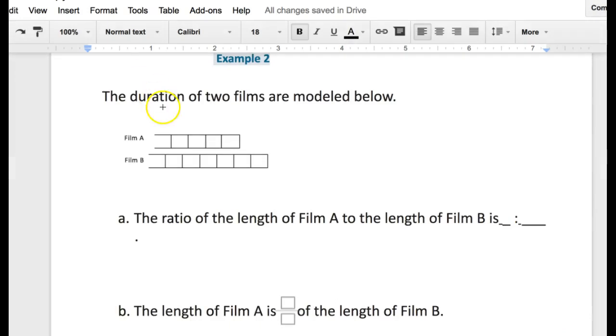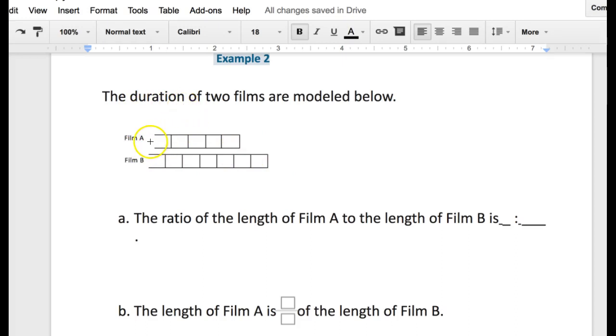Okay, in example 2, we have the duration of 2 films that are modeled below. This is actually a straight line here that closes it off. It just for some reason didn't come on there correctly. So we have film A, which is a film that was made, and film B. The tape diagram shows us the length of the films. Now, we can say that film A is not quite as long as film B, because we're talking about the duration. Duration refers to how long the movie is.